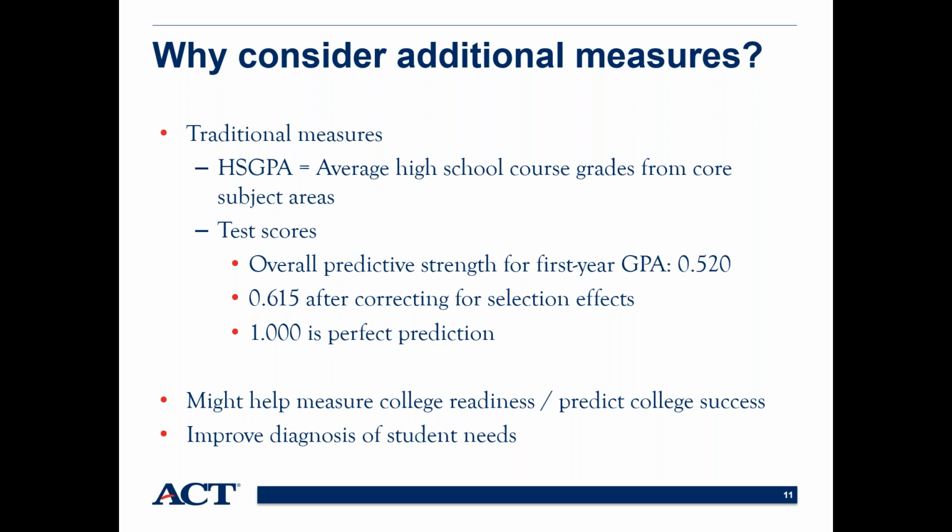This correlation would actually be even higher if all students went to college. But students self-select which colleges to apply to and enroll at, and colleges select which students to admit, and this process leads to lower correlations.